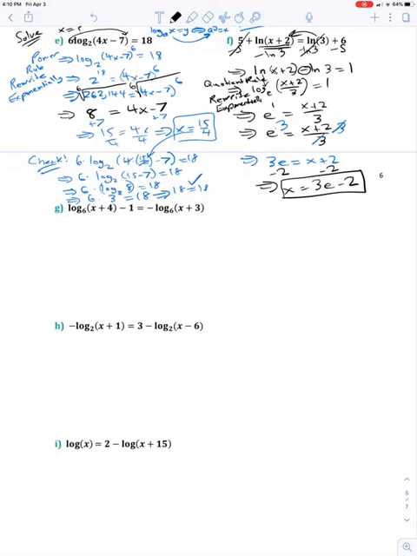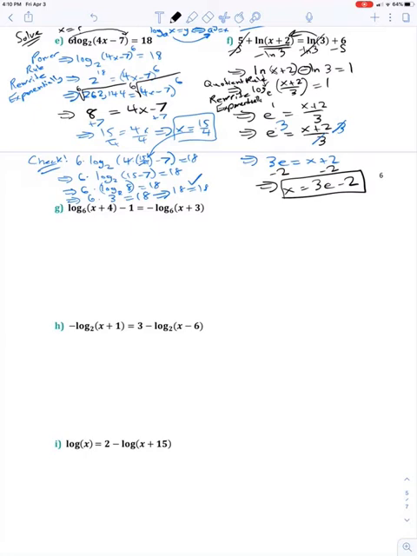There's our solution, 3e minus 2. And again, you can plug it in to check it if you want. Go back to your original, plug in and simplify down, see if it equals, and it will. All right, let's go to another example.